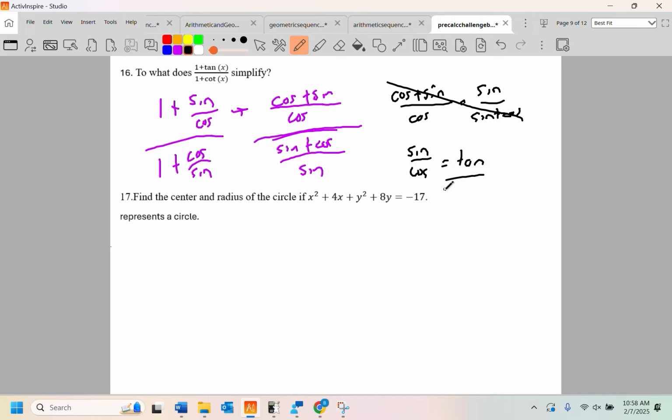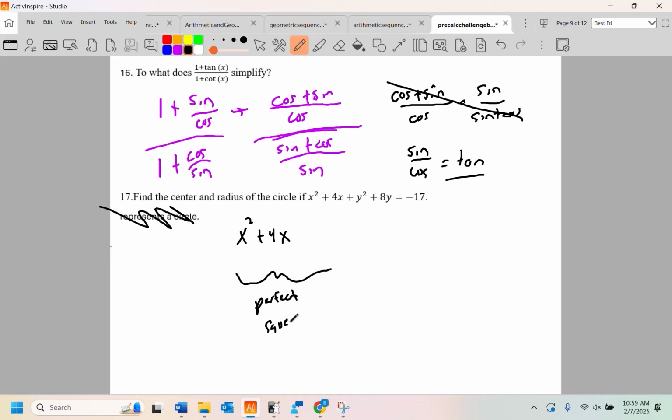Find the center and radius of the circle x squared plus 4x plus y squared plus 8y equals negative 17. If this represents the circle, there's some typos in there. Anyways, you're going to complete the square. Your goal is to make this piece right here a perfect square.